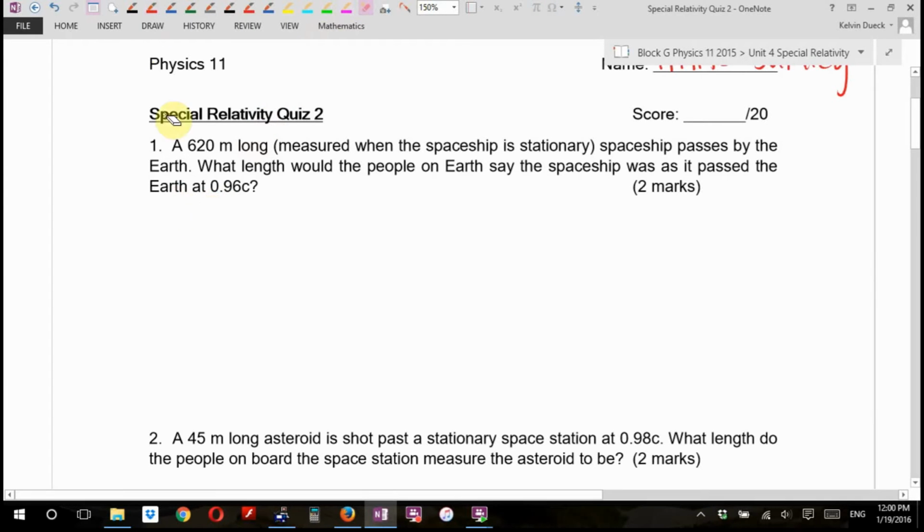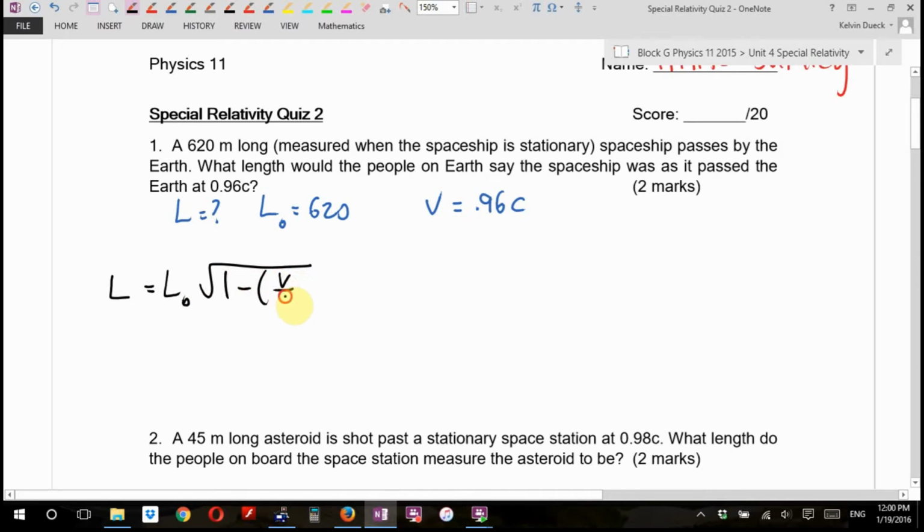You know what? Let's change colors, Mr. Dewick. They want me to find that because we said L0 stood for the original length. So the original length is 620 meters. V is apparently 96% of the speed of light. And our length equation, let me know if I'm wrong, I'm going from memory, but I think it's L0 times the square root of 1 minus v squared over c squared, the gamma or Lorentz factor. So it's going to be 620 square root of 1 minus 0.96c over c.